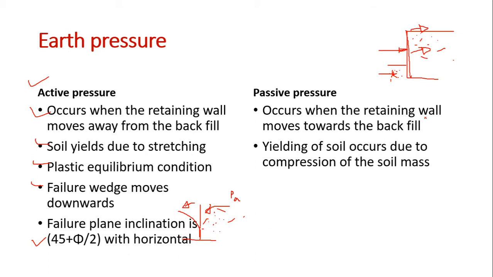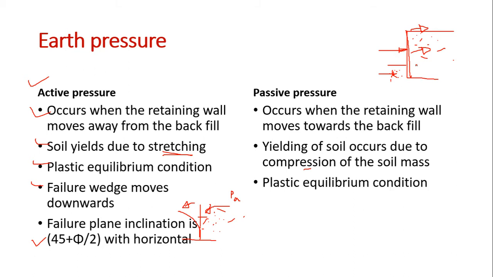Then the yielding of the soil occurs due to compression, because on this backfill side we already have the material and the wall is moving towards it, meaning we are compressing the backfill material. So this yielding of the soil is due to compression, whereas in the active case stretching, meaning tension, happens. If the wall is moving on this side, stretching takes place here and compression takes place here.